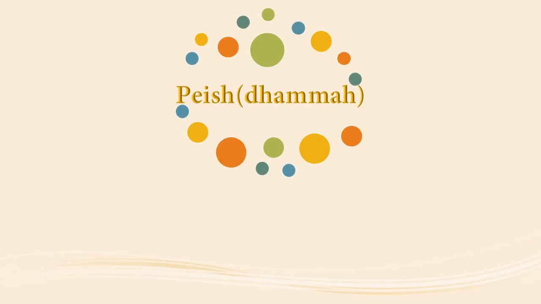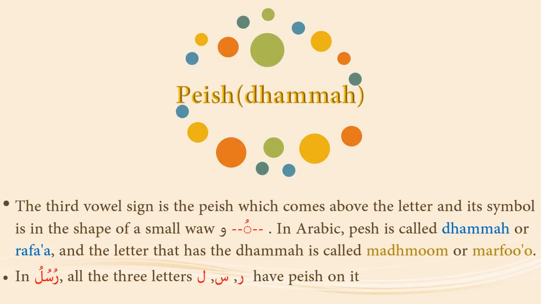Pesh, dhamma. The third vowel sign is the pesh, which comes above the letter and its symbol is in the shape of a small waw. In Arabic, pesh is called dhamma or rafa, and the letter that has the dhamma is called madmum or marfu'. For example, in rusulu, all the three letters ra, sin, lam have pesh on it.